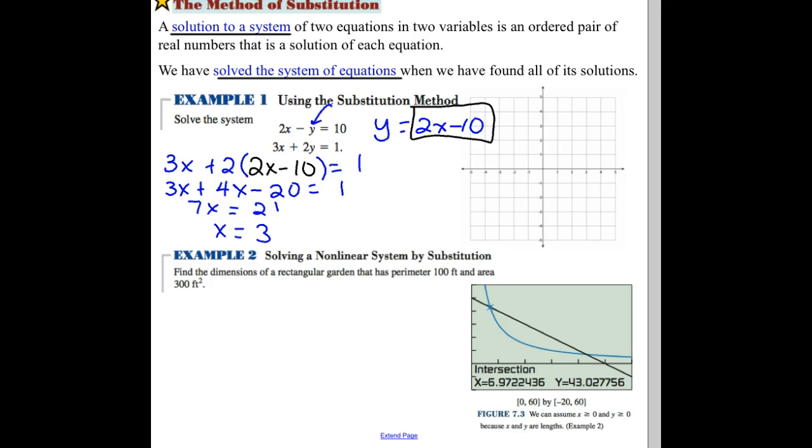Okay, so we're going to go through the solving part fairly quickly, just that algebra part. I'm assuming that's all review for you. What do we do now that we have x being 3? Yes, we're going to plug it back in, substitute it in. So y would be 2 times 3 minus 10, or negative 4. So my solution is the point 3, negative 4.